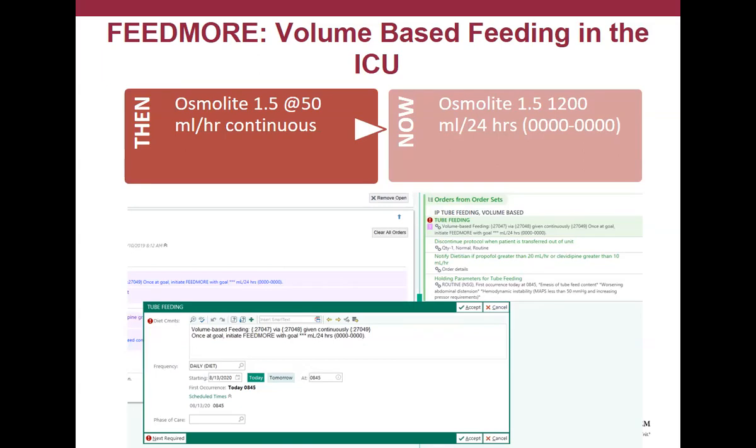Traditionally, we've always ordered tube feedings as rate-based feeding. You can see that here, where it says Osmolite 1.5 at 50 mLs per hour, just a basic tube feed formula. The problem is if the tube feeds are off for 12 or 16 hours, well, that's 50 mLs times 12 hours of tube feeds that we've missed. So a new protocol we implemented in 2016 is called Feed More. It's a volume-based feeding formula. It allows us to order a total volume for 24 hours, so it'd be 1200 mLs for 24 hours in the order. And then that gives the nurse the flexibility to adjust the hourly rate to make up for the times missed.